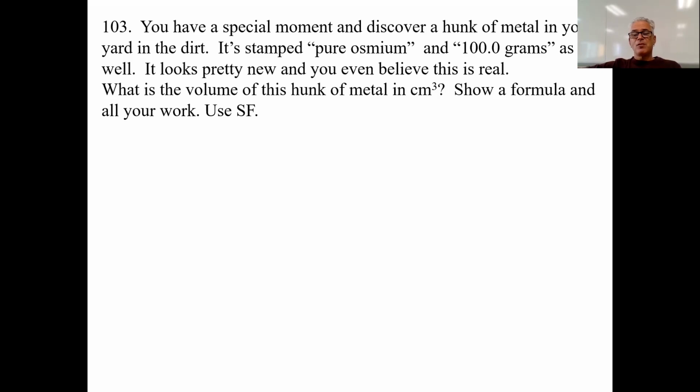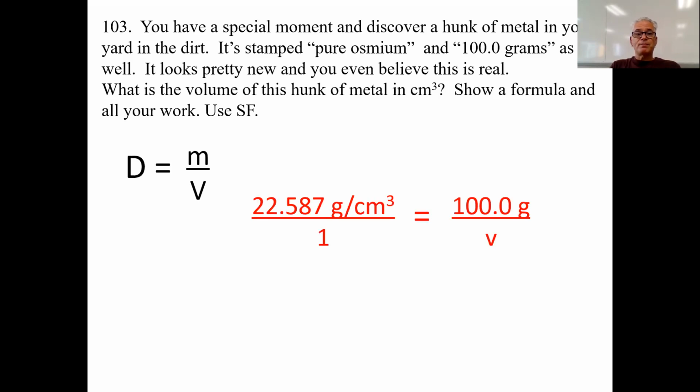If it's osmium, it's on the periodic table. It's on the periodic table, it's on Table S. If it's on Table S, you have a density. You have density, you have mass. What you don't have is volume, but you do have a formula. So write the formula for density and let's get started.